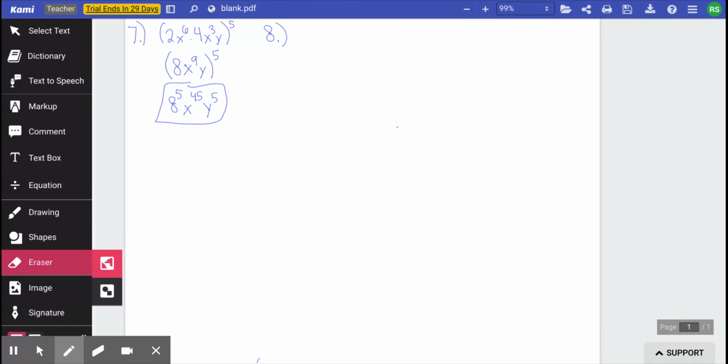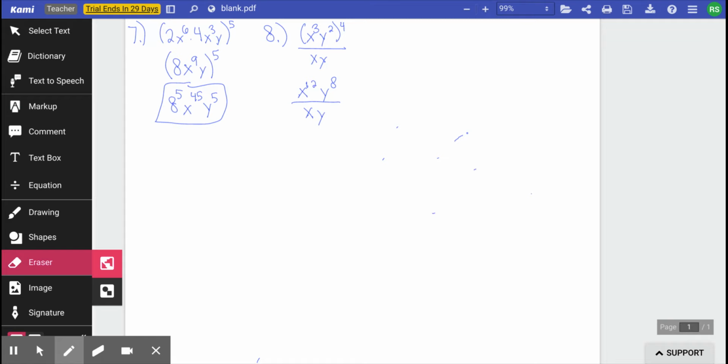Number 8 starts as x cubed y squared to the 4th all over xy. So first in the numerator, we have x cubed y squared to the 4th, so the x cubed needs to be raised to the 4th, which is x to the 12th. Y squared needs to be raised to the 4th, which is y to the 8th, all over xy.